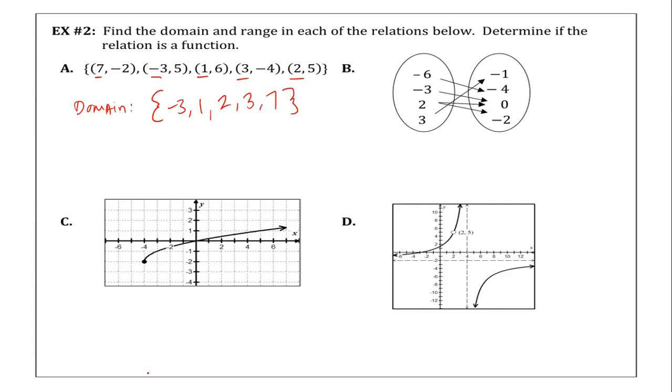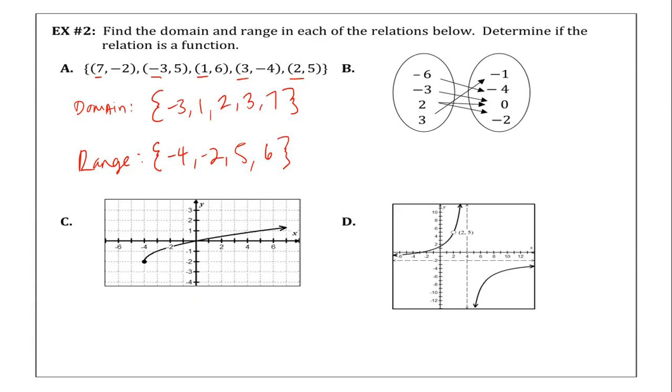Okay, easy enough. Same thing for the range. You decide whether you're going to be in increasing or decreasing order, and you do not repeat. I'm going to do my best to draw a brace again. Okay, so what is my smallest range value? -4. Then -2. Then 5. Then 6. So notice how I only wrote 5 how many times? Once.